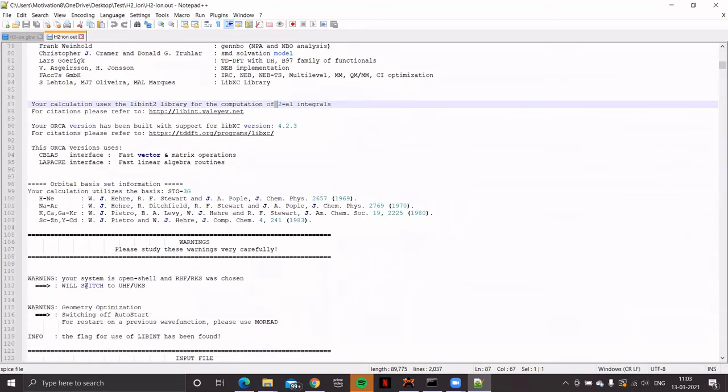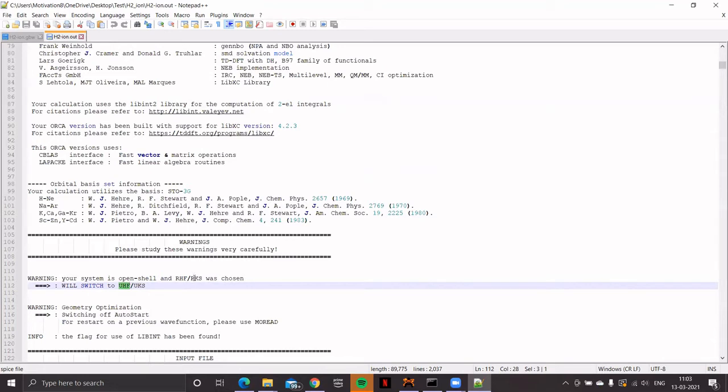And then a warning: they're saying your system is open shell because it has unpaired electrons. That's why the system is open shell. By default we chose the restricted Hartree-Fock, but now they're shifting to unrestricted Hartree-Fock.